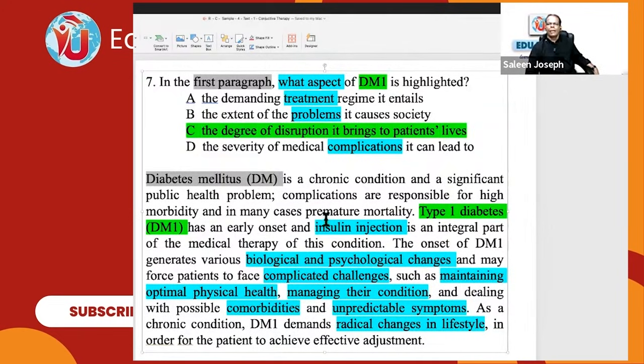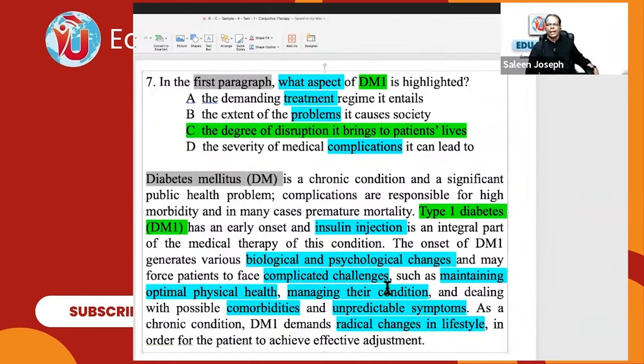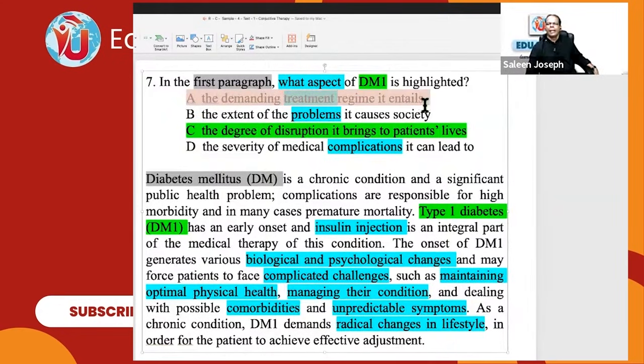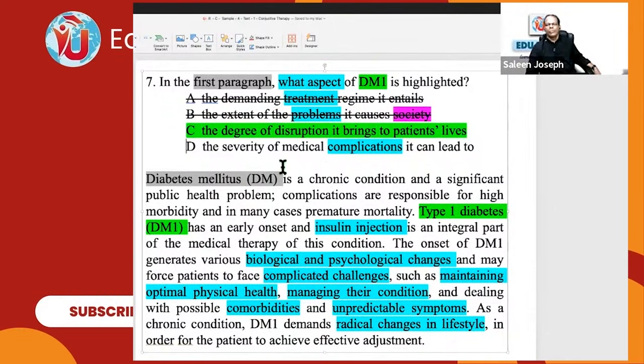adjustment. So everywhere, they never mention society. They are mentioning the patient, right? Patient and patients, nothing else. So they are not speaking about any treatment, do they? No. And the extent of the problem is caused to the society, not to the person, but to the society. They don't speak of any problem caused to the society. The severity of medical complications can lead to... did they speak about how severe the medical complications are? No. So cool, so simple, so nice.